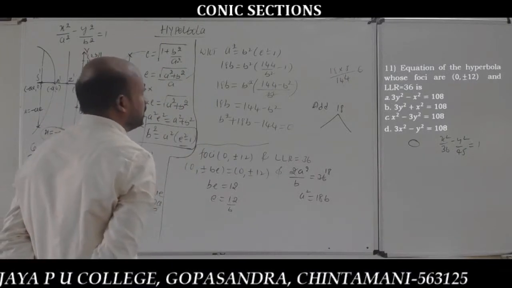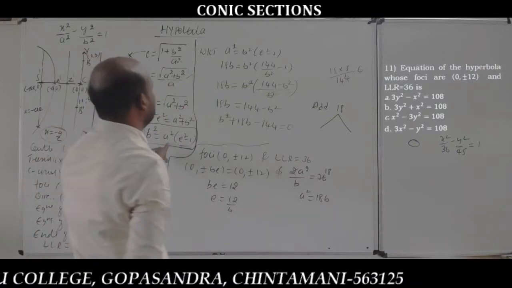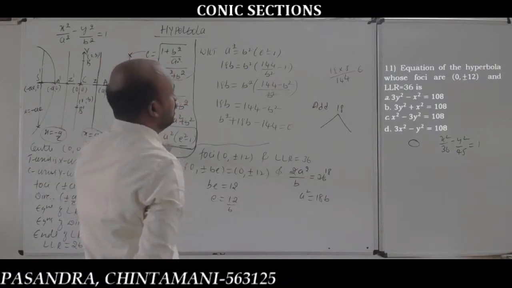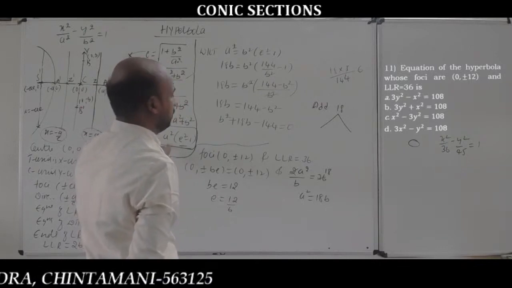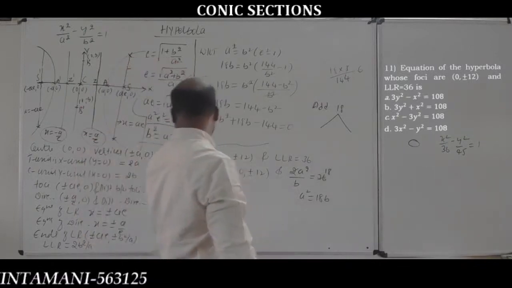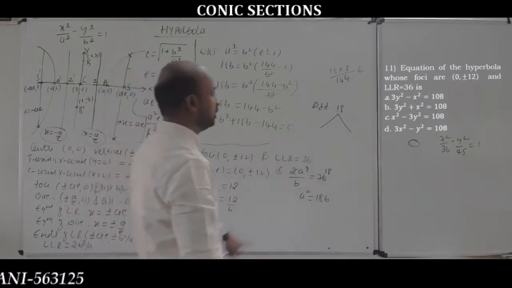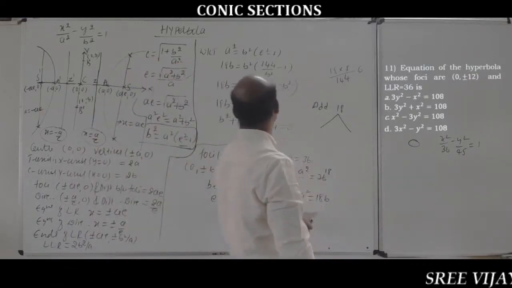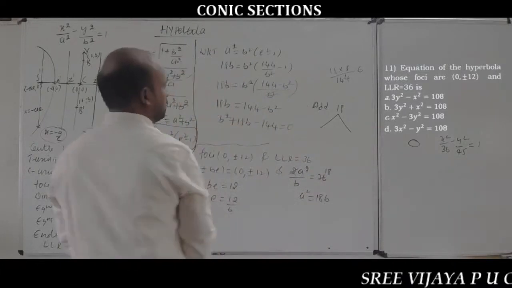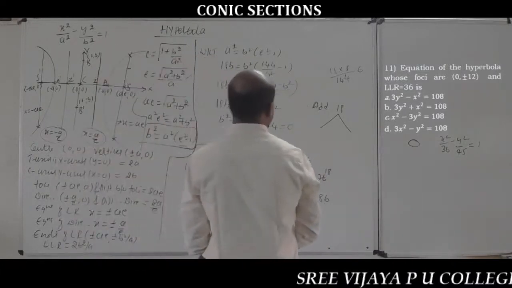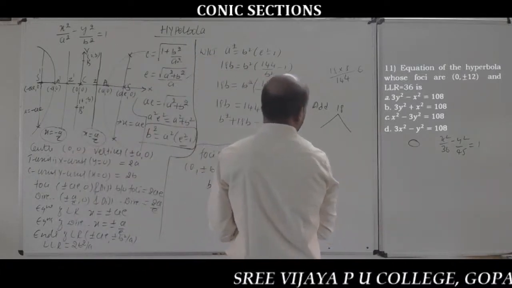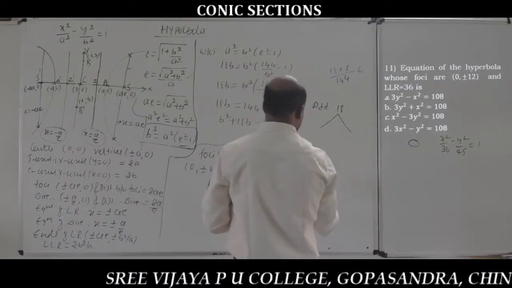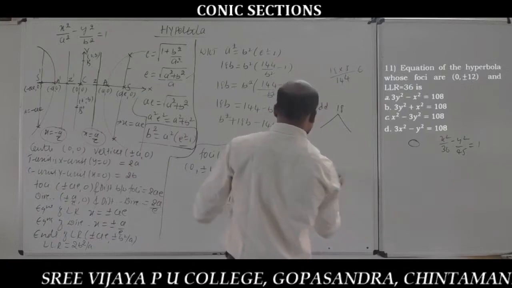e is 12 by b, a square is equal to b square into e square minus 1. Equation of the hyperbola whose foci plus or minus 0, plus or minus b, length of latus rectum is 2a square by b is equal to 36. Okay, a square is 18b. Factors do not work, because we apply the formula only.